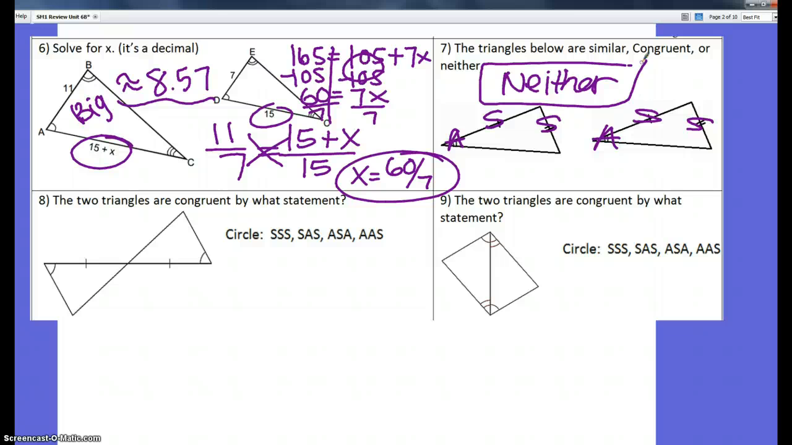The two triangles are congruent by what statement? Number 8, you got angle, side, and here in the middle, we do have this other angle that we can say because they're vertical angles, so it's angle, side, angle. Number 9, the two congruent triangles are similar. You have angle, they share a side, and then you have angle. Angle, side, angle again for number 9.